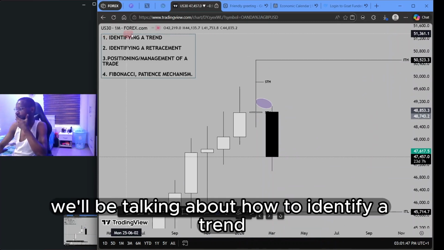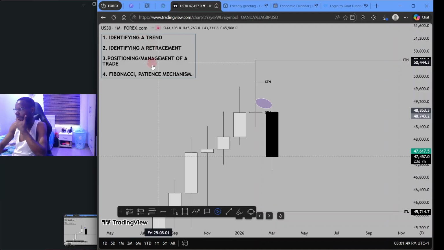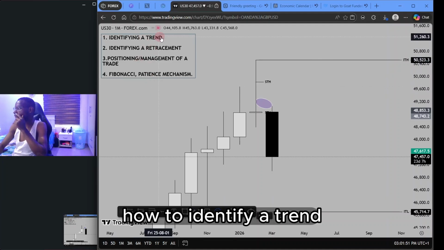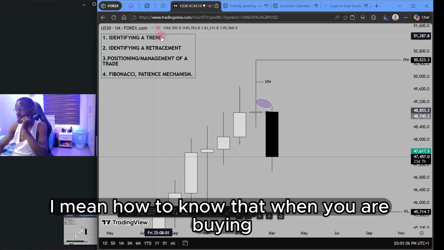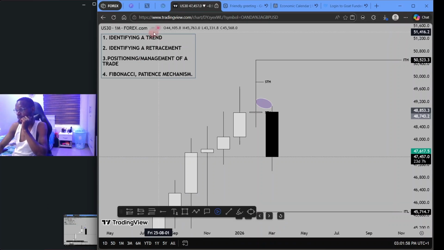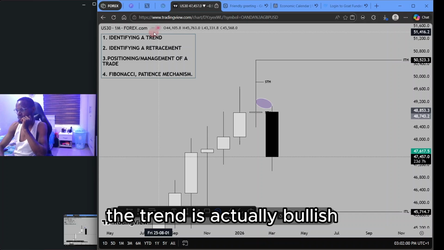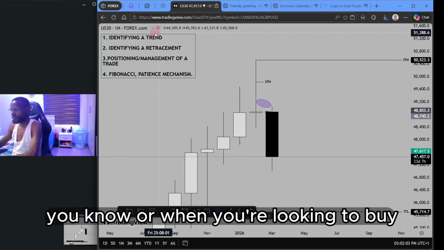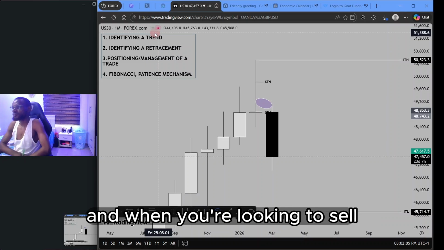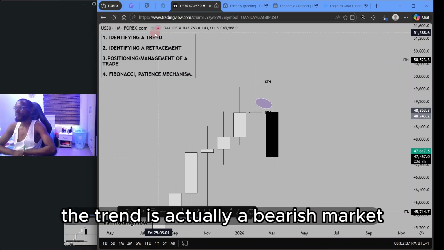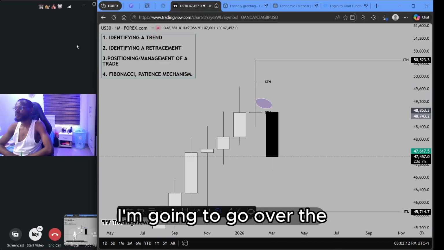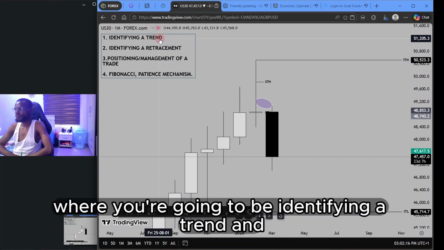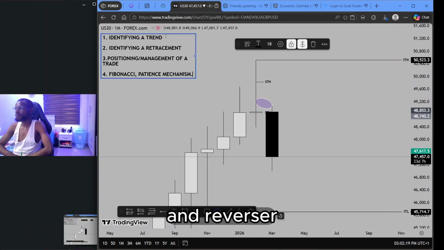talking about today. We'll be talking about how to identify a trend. When I say how to identify a trend, I mean how to know that when you are buying, the trend is actually bullish, or when you're looking to buy, the trend is actually a bullish market. And when you're looking to sell, the trend is actually a bearish market, if you understand me. So, I'm going to go over the way you're going to be identifying a trend and reversal.